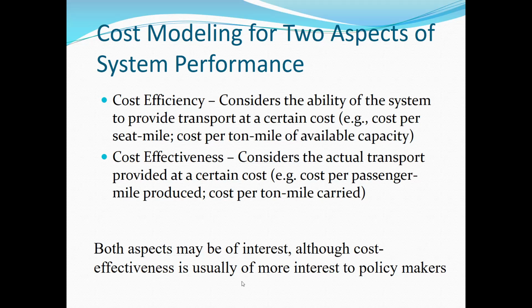Okay, so as policymakers, we are more interested in effectiveness and how effective the service is on the ground, how many people are using it, because efficiency is mostly about the capacity of the system. Effectiveness is actually about how many people actually use that capacity that's available. So I hope you understand the difference between the two concepts and why effectiveness is more useful for policymakers.